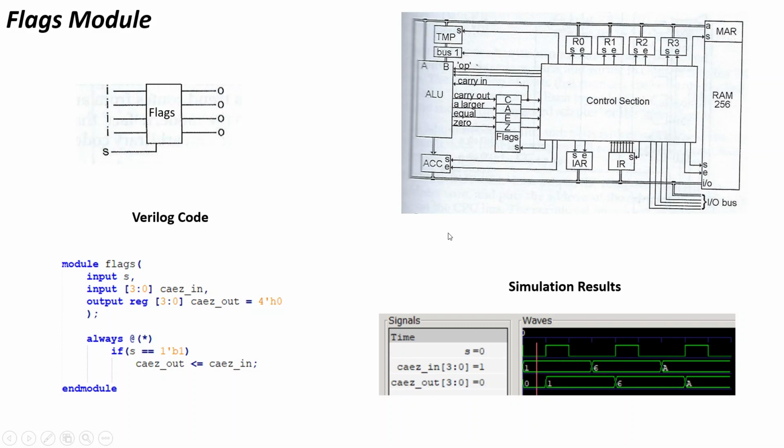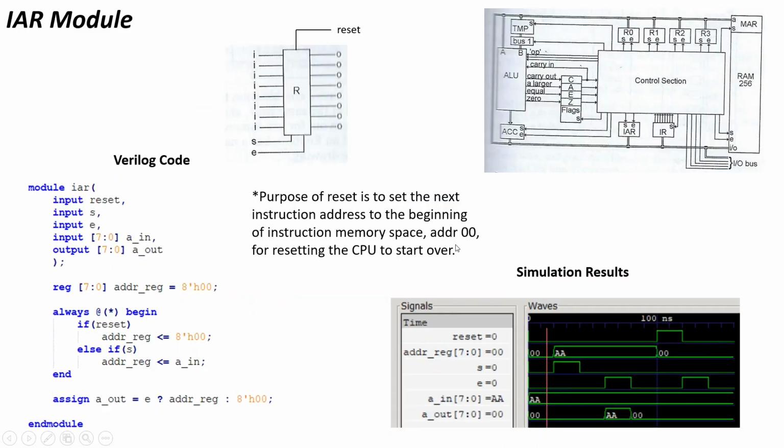And so here's the flag module. It's just half a byte essentially. It's not really a register, it's a byte. It only has the set and not the enable. So whatever the input is, when that S signal comes in, it propagates to the output. And you can see that over here in the simulation results. And here's the code for it.